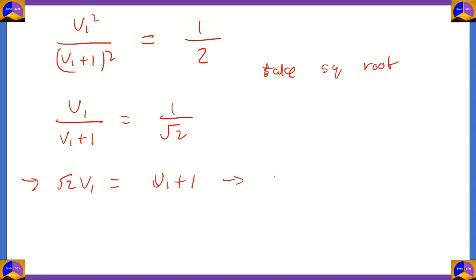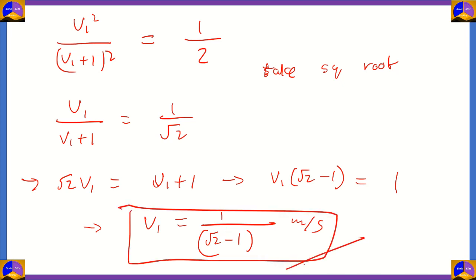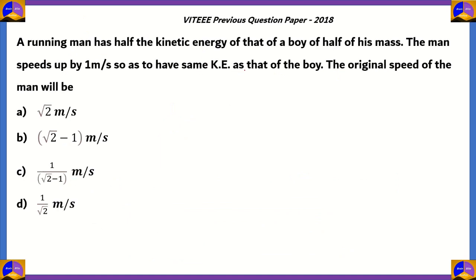So that means v1 times root 2 minus 1 gives you the number 1. So therefore, the value of v1 is 1 divided by root 2 minus 1 meters per second. So this is the correct value of the velocity of the man. So therefore, the original speed of the man in this question will be option C. Option C is the correct option for this question.